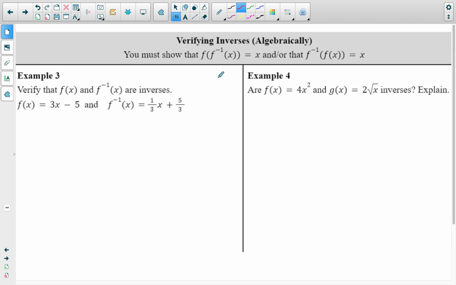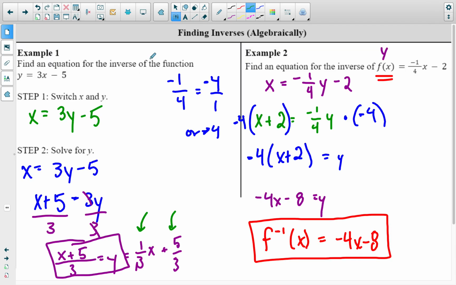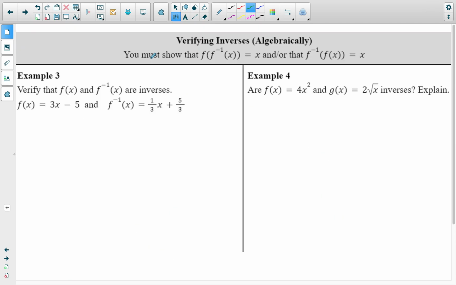Another thing you could be asked to do, instead of finding the inverse, is to verify. Here we were just finding the inverses. We were given one equation and had to get to the other one. Now we're given 2 equations and we have to verify that they are inverses. When verifying, we need to make a yes or no decision. That's our task. Something I want you to correct real quick: in this and/or, scratch out the or. We have to show that both of these things are true.